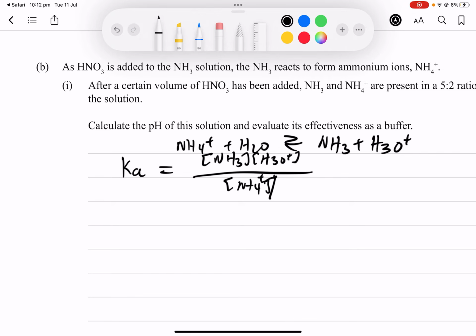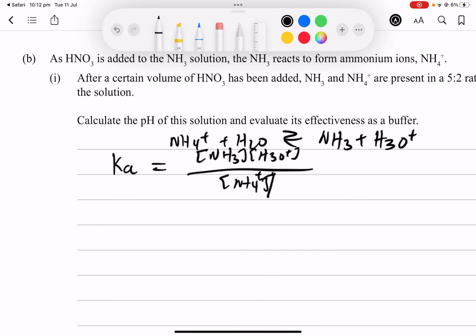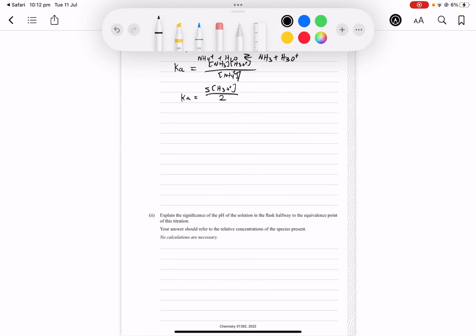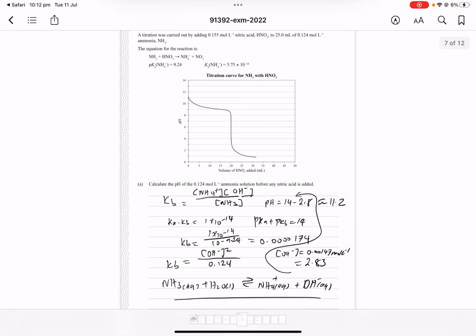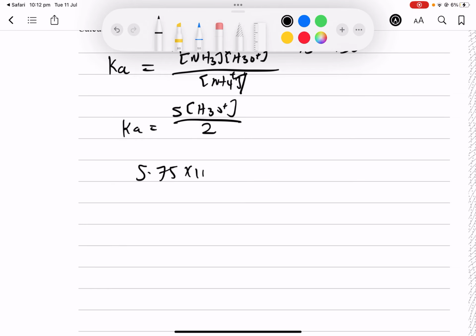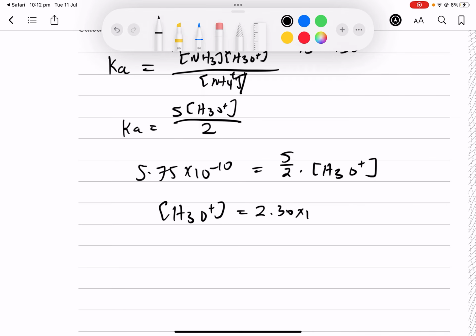Okay, and we know that NH3 and NH4+ are present in the 5:2 ratio. So therefore, NH3 divided by NH4+ is 5/2. So Ka equals 5 times hydronium over 2. Ka, which we know from previously, is 5.75 times 10 to the power negative 10. So 5.75 times 10 to the power negative 10 equals 5/2 times hydronium. So therefore, the hydronium ion concentration is equal to 2.3 times 10 to the power negative 10 mole per liter.